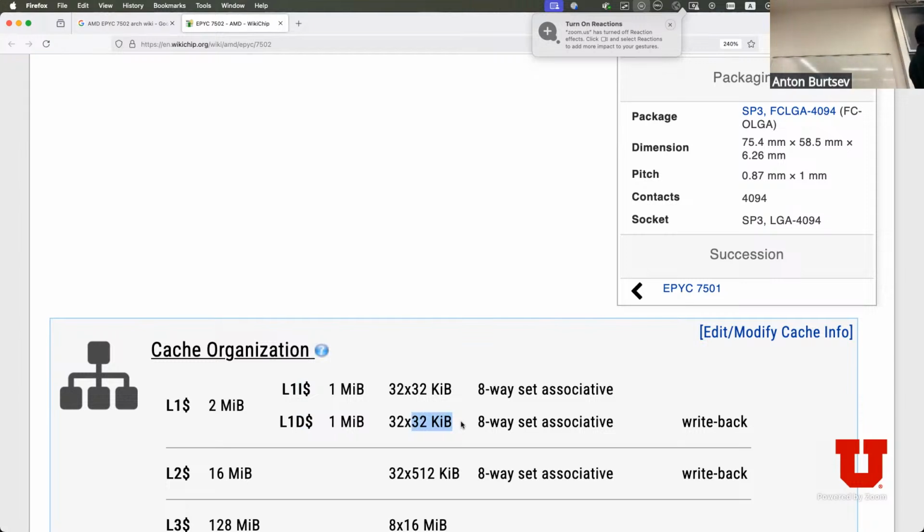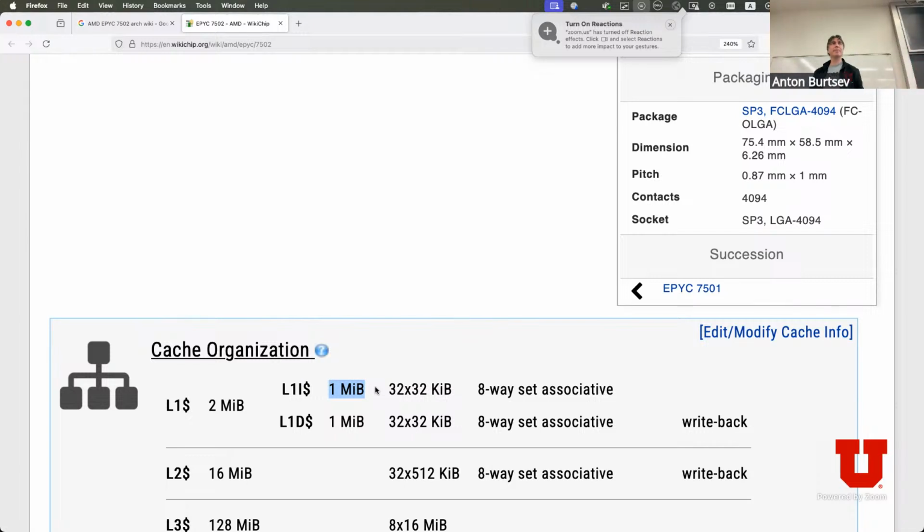So instruction and data caches are separate. They are two different hardware structures. Each of those is 32 kilobytes. And if you multiply, that leads us to a total size of L1 cache on the whole socket, although each core can only use its 32 kilobytes. The total will be 1 megabyte.